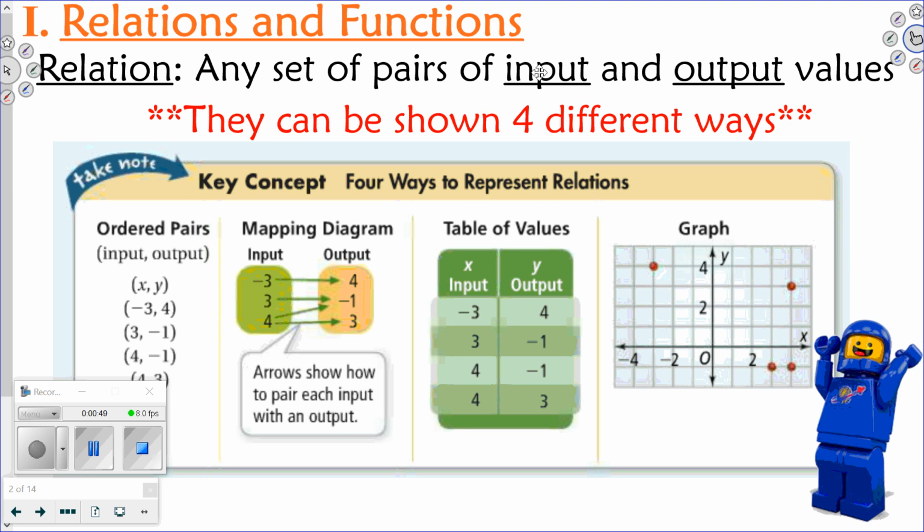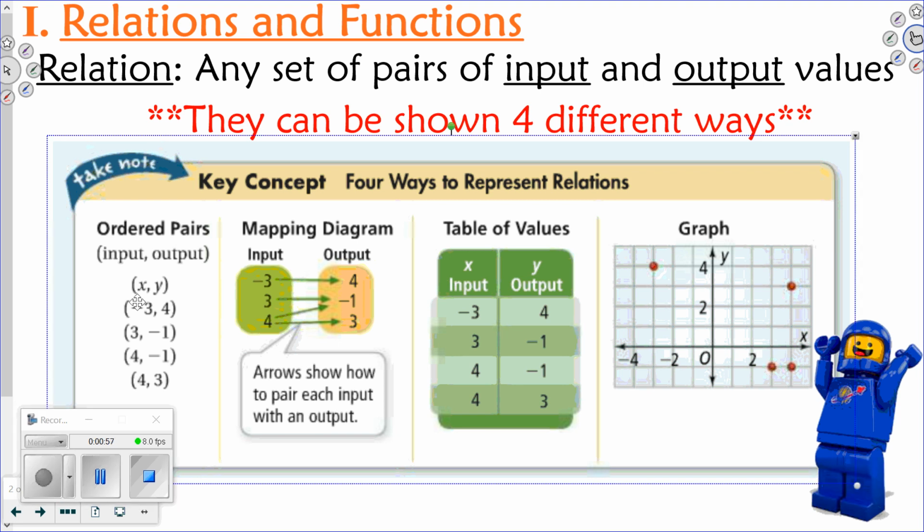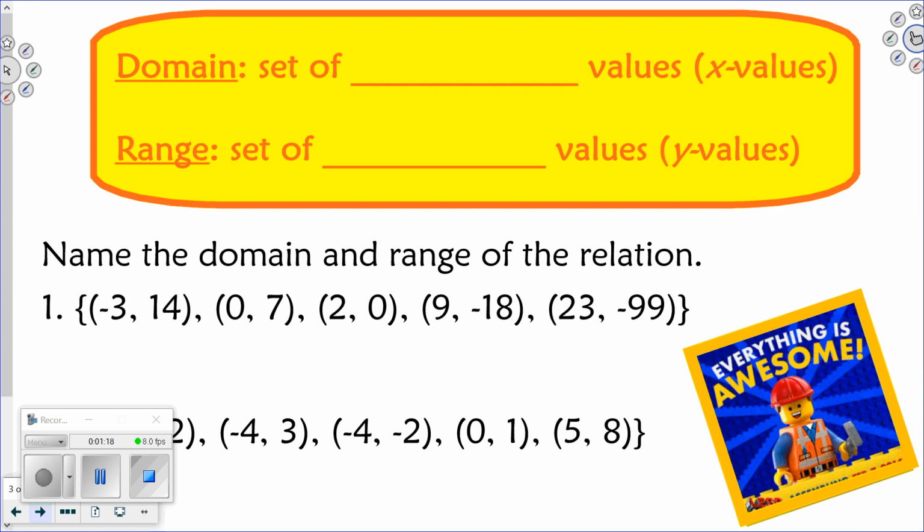The one you may not have seen is a mapping diagram, where if you look at your ordered pairs, -3 is paired with 4, so -3 draws an arrow to 4. 3 goes to -1, so look, I showed you 3 goes to -1. But then 4, since it had 2 different options, it just drew an arrow to both options. Okay, so that's a mapping diagram. I don't use them all that often, but you may not have seen that one before.